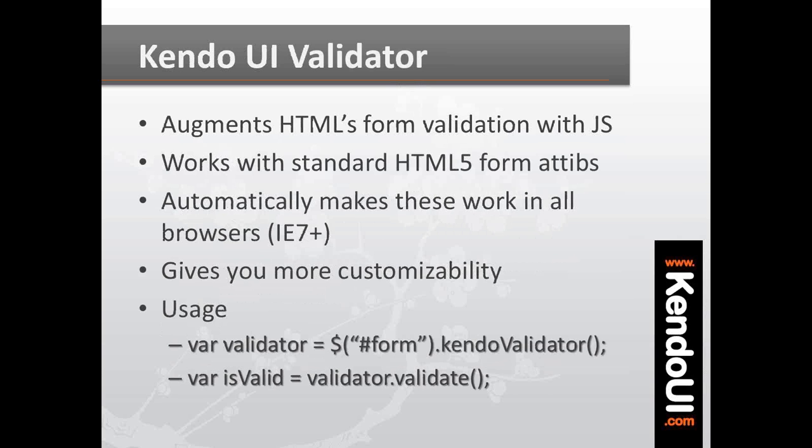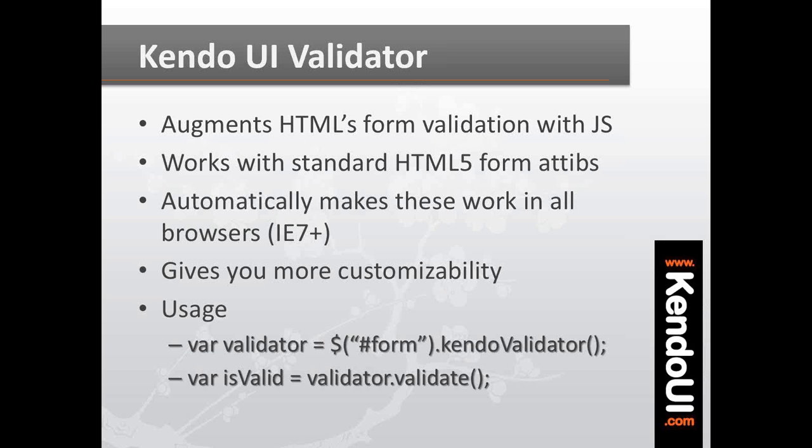What Kendo UI Validator does is it augments the HTML5 validation with JavaScript, works with standard HTML form attributes, but automatically makes this work in all browsers. When I say all browsers, we support IE7 plus and any of the other browsers. So it gives you a good amount of customizability in terms of writing custom rules, writing custom messages. You can style the way you want the error messages to look. So basic usage is something like this. You just have to come back to your script and say, hey, I have a form. I want that to be converted into a Kendo validator. That's it. That's all that is required to be done. Then when you're submitting, all you need to do is check, hey, validator, is the form valid?